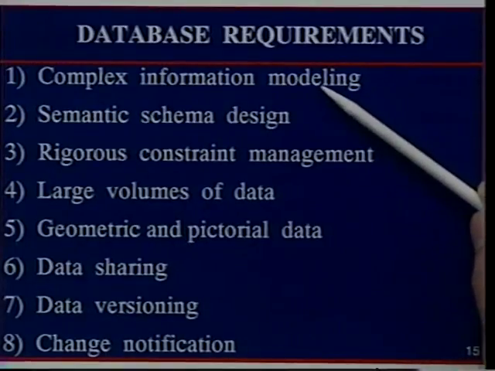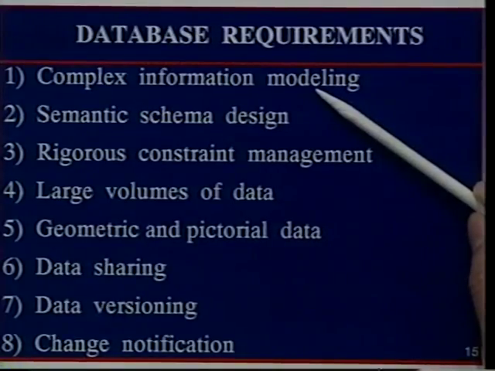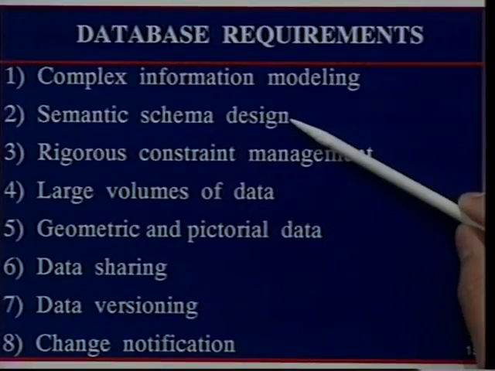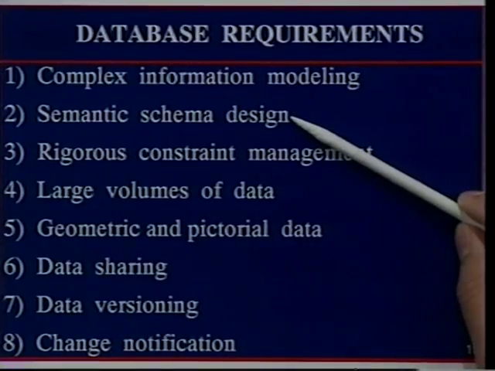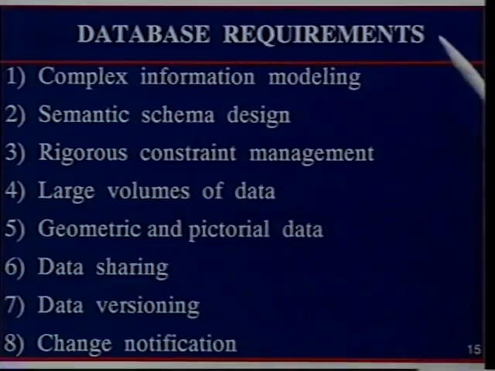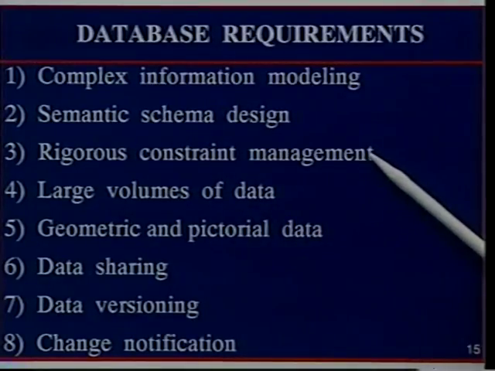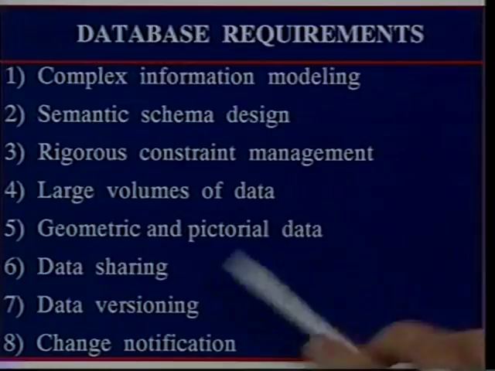The database requirements are shown here. First, we need it to support complex information processing. Second, because engineering objects have an inherent behavior and structure, and they are very rich in semantics, the database system should support semantic schema design. I am using the word schema here to mean a collection of objects, and the word schema is used in relational databases in a different way. Since the objects are related to one another, they have constraints, like the constraint that the cathode ray tube should be within the housing. This is a physical constraint, and it has to be satisfied no matter what happens.